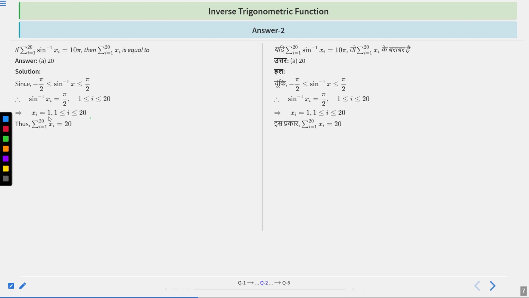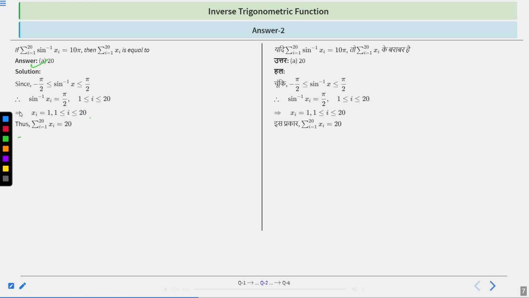Therefore, xi should be 1 for all i equals 1 to 20, right? So we basically have to add 1 twenty times. Therefore, the summation of i equals 1 to 20 of xi is equal to 20. Therefore, option A, 20, is the right choice. Clear? Option A, 20, is the right answer. Got it?